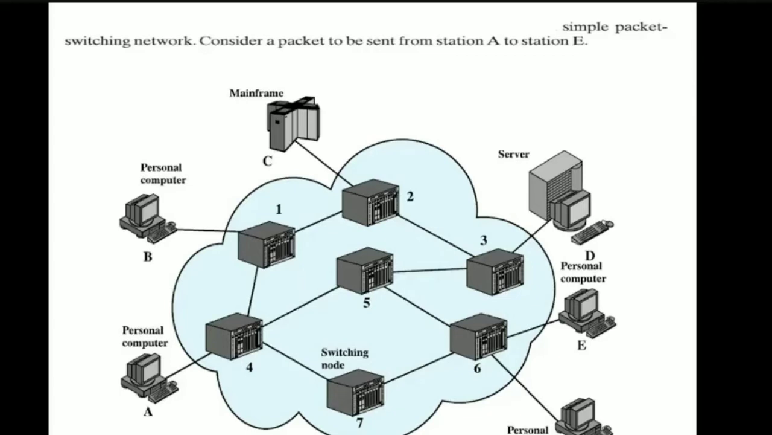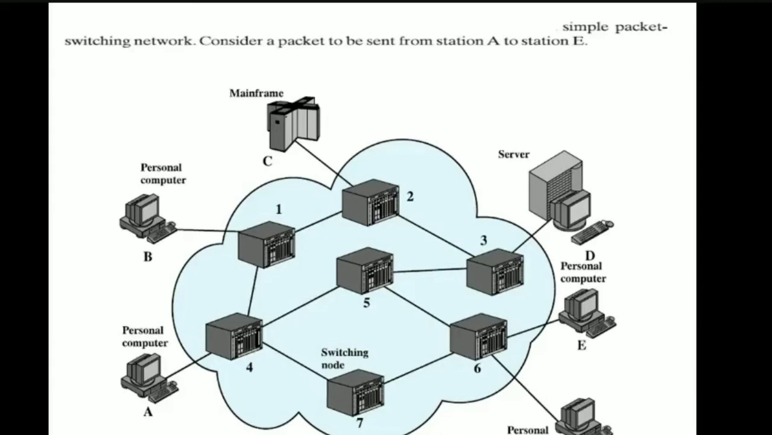So first of all, to send the packet from station A to station E, the packet is sent from station A to node 4. As we said, when it reaches node 4, what does node 4 do? It stores the packet and determines to which part in this switching network it has to send, that is, whether it has to send to 5 or to 7. Let us assume that it determined that it has to send the information to the switching node 5. So it determines the route.